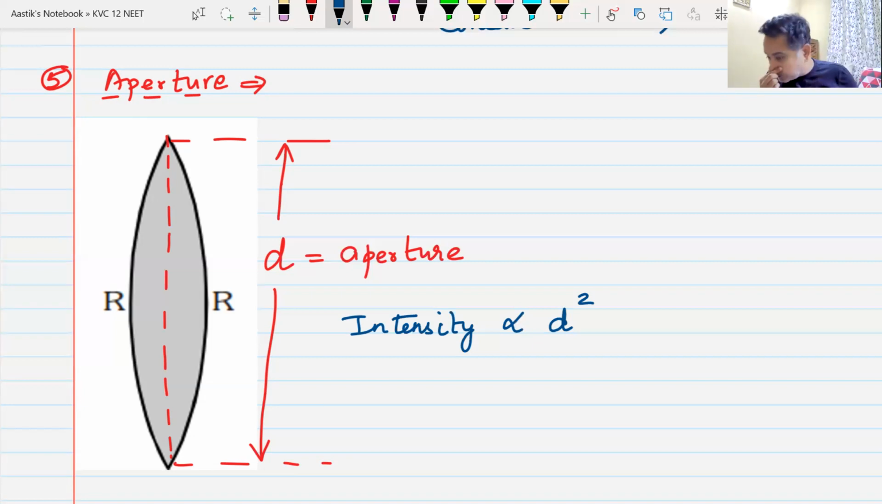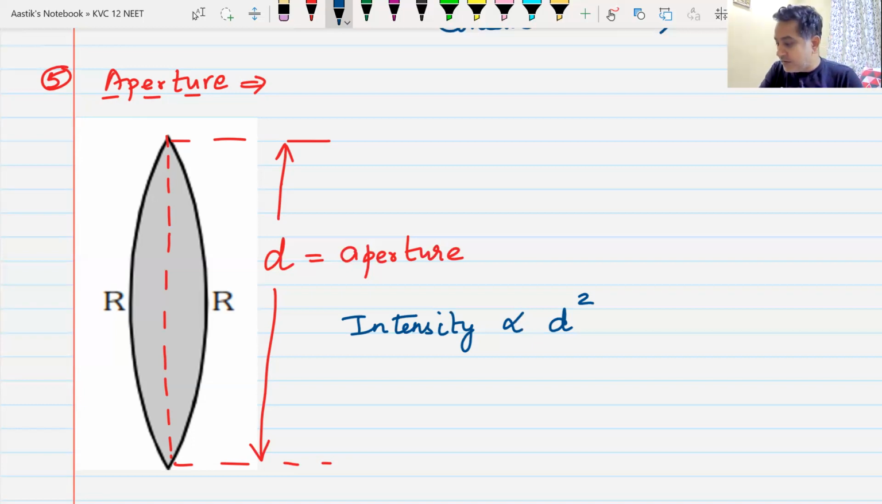Okay. That is all about the definition of different things that we are supposed to know. Have you noted it down, my dear friends?